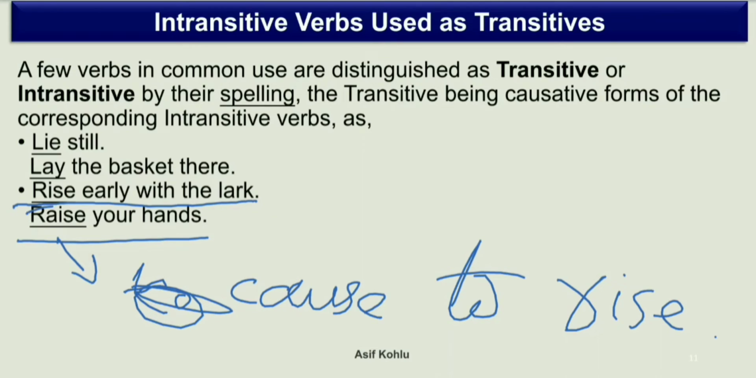But rise is used intransitively, and it is done by the doer of the action automatically. That is why we may say the sun rises in the east. It automatically rises in the east. But if we say "rise your hands," it would be incorrect to say in that sense. Instead we say raise your hands, and raise means cause to rise.